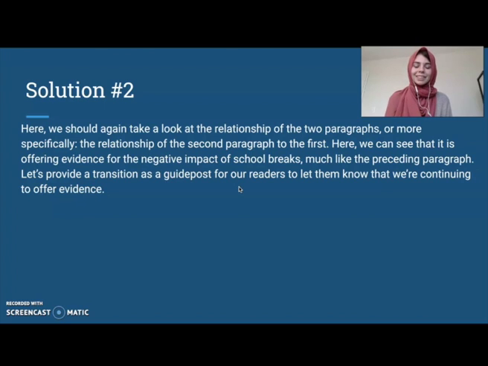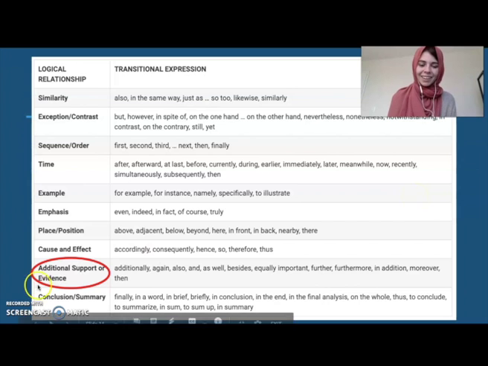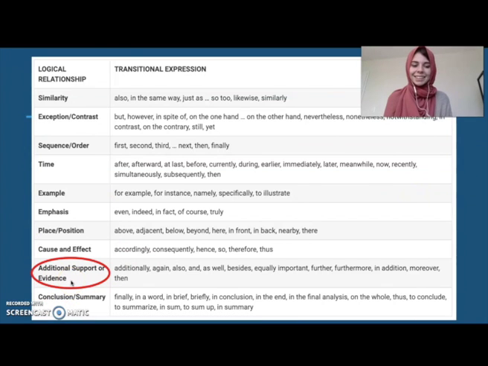So let's provide a transition as a guidepost for our readers to let them know that we're continuing to offer evidence. I kind of gave you a little bit of the answer here, but if we look on our chart, we can see that we're looking at additional support or evidence. So we have our idea, breaks are very bad because they hurt students academically, and furthermore, more information that we can provide, they're also bad because they hurt students socially.